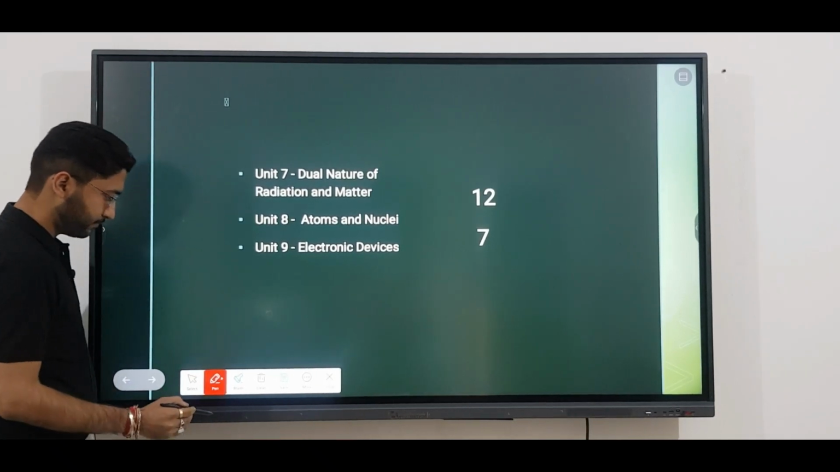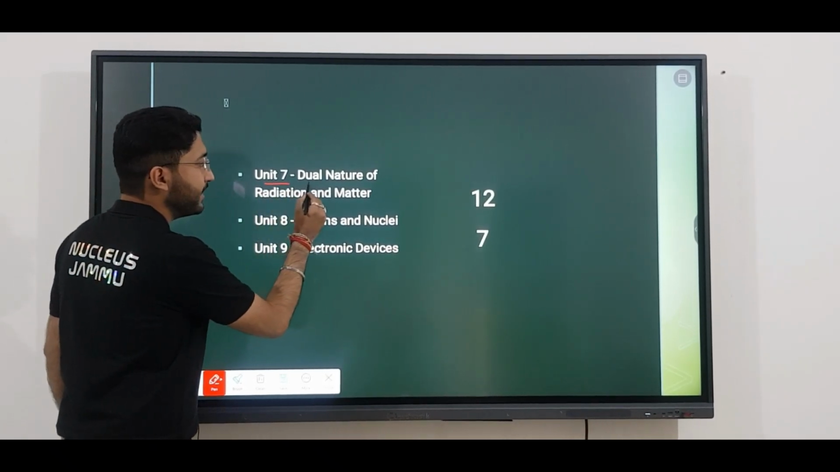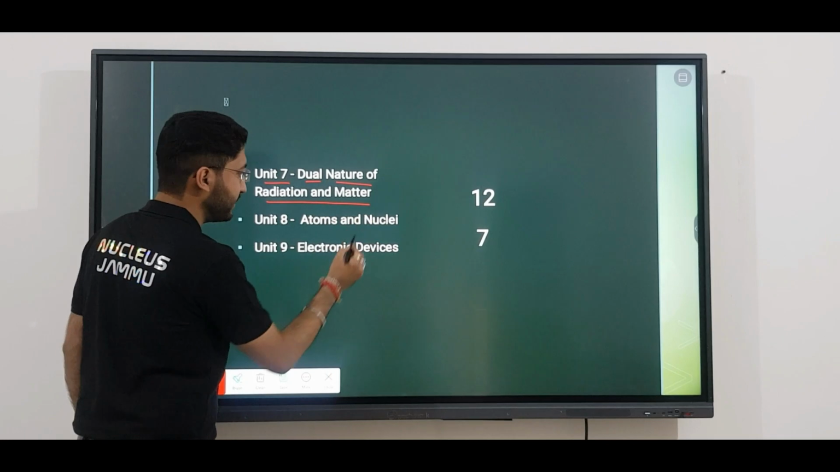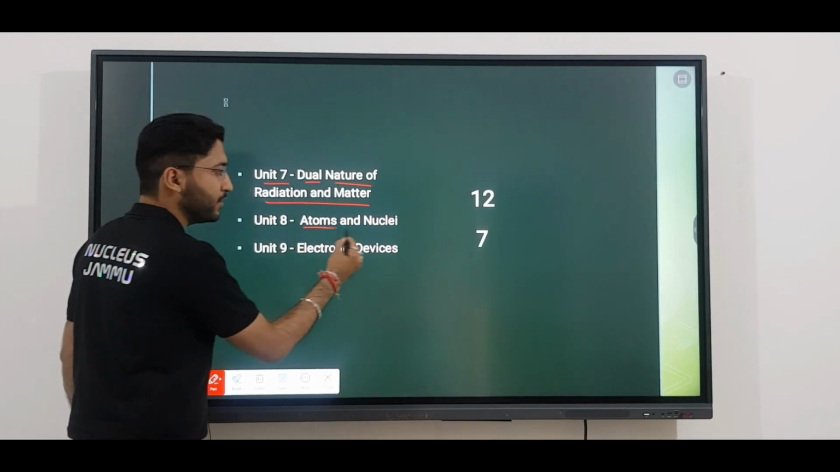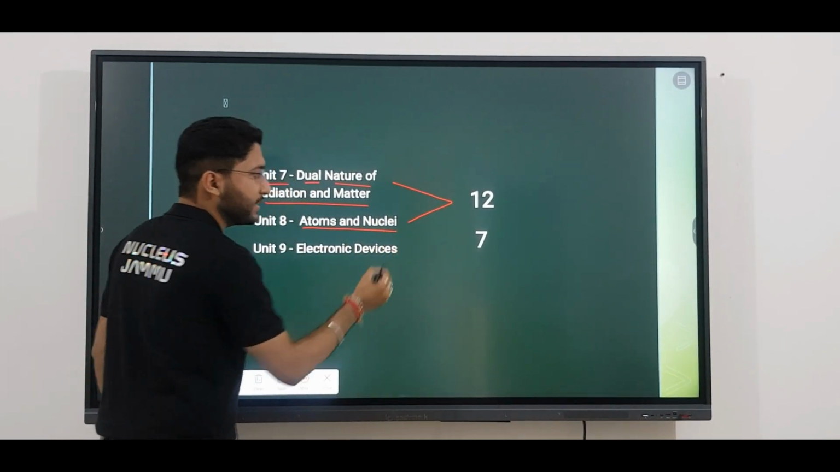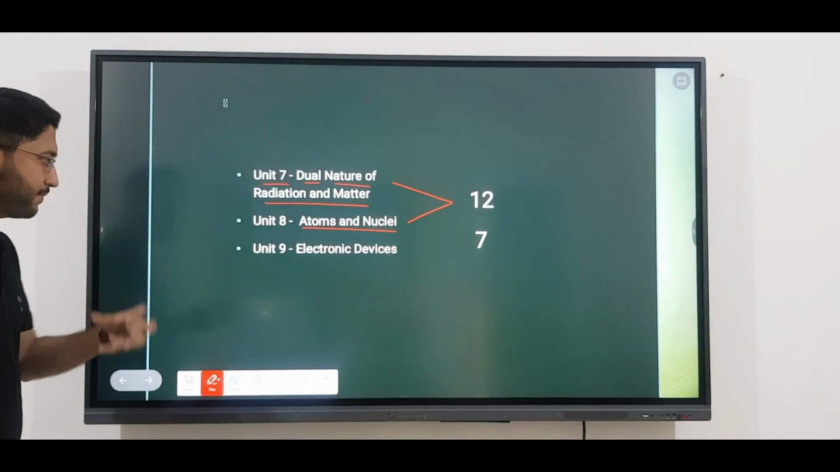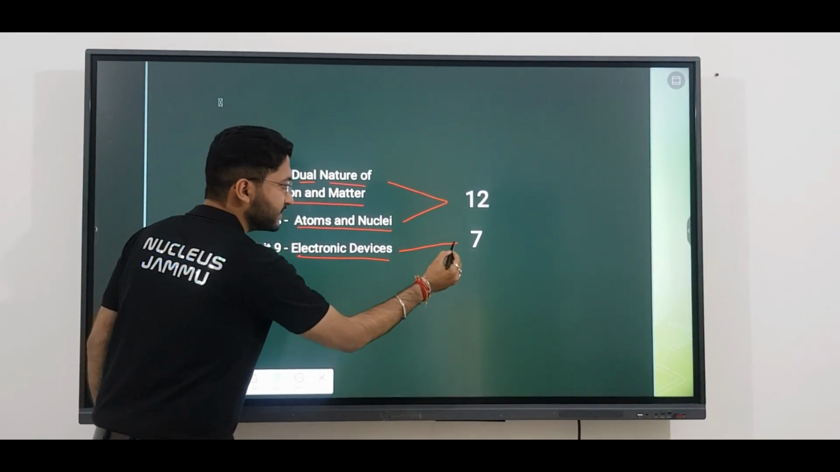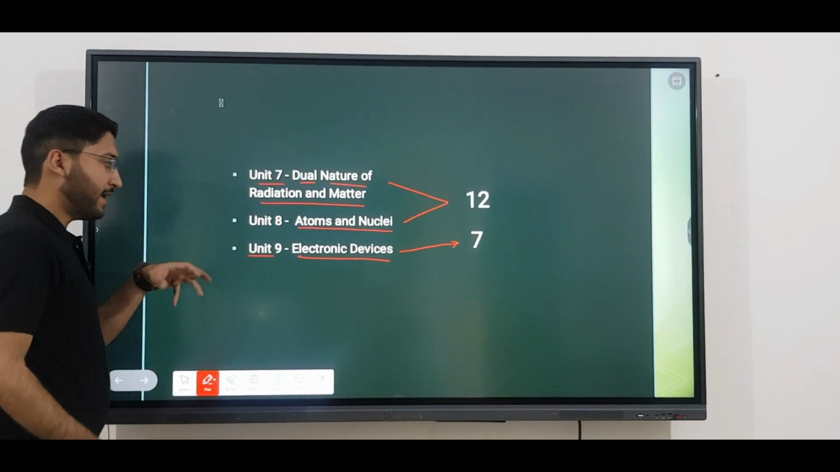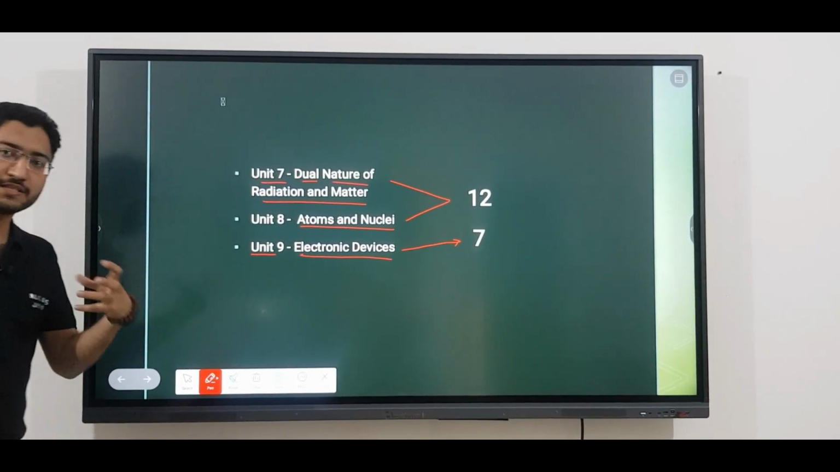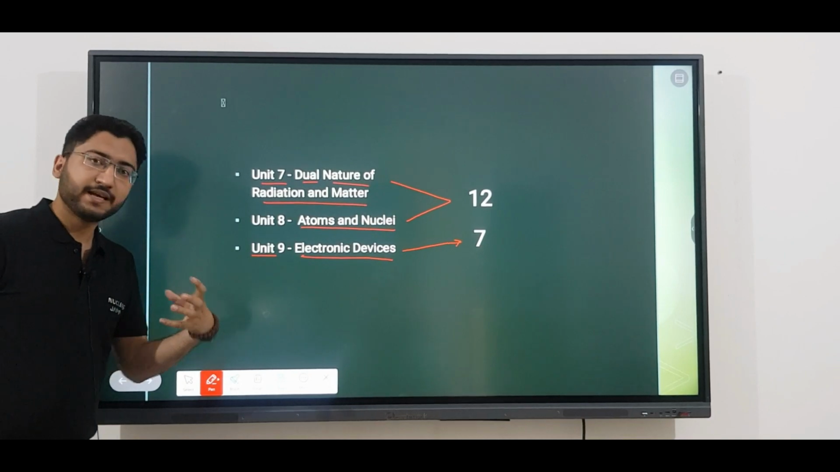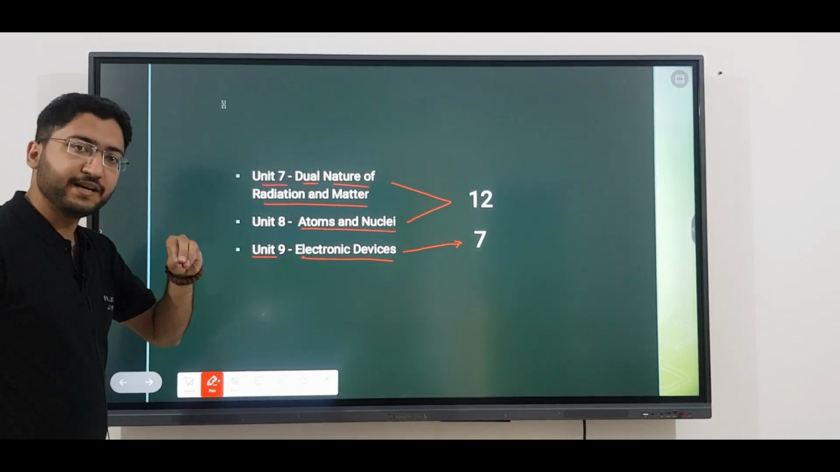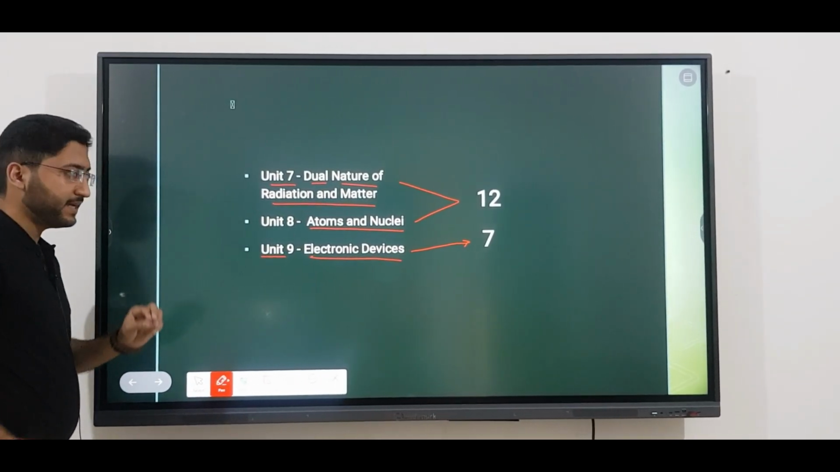Now, unit 7, dual nature of radiation and matter. Unit 8 is atoms and nuclei. Both these units contain 12 marks for your final paper, and unit 9 is electronic devices, which contains 7 marks. Earlier there was unit 10, communication systems, which has been deleted by the CBSE this year.